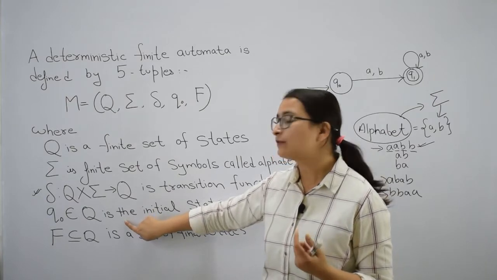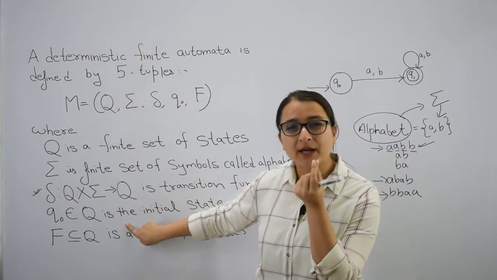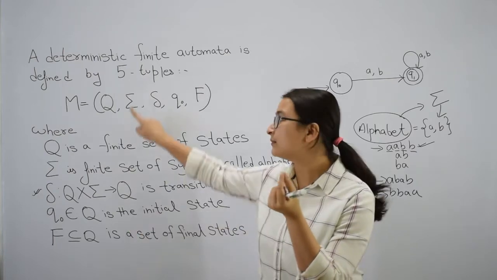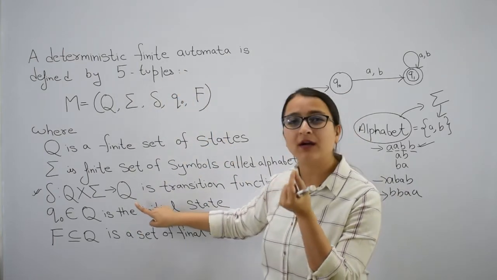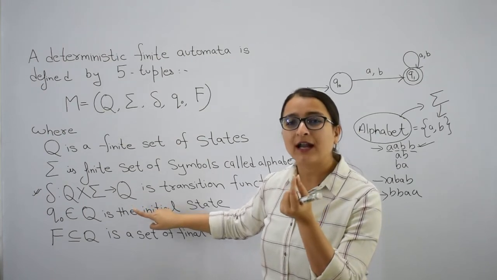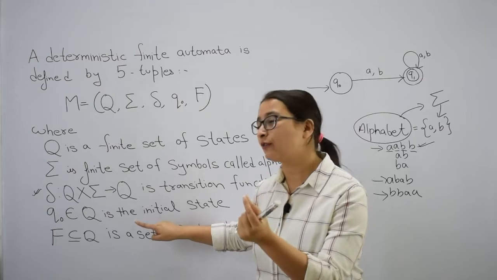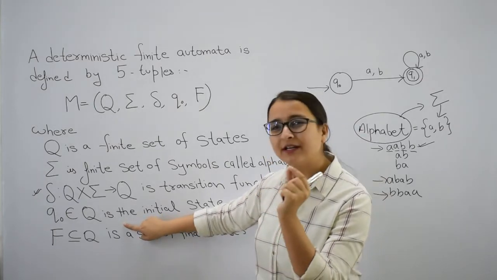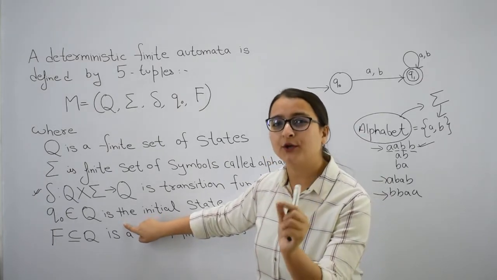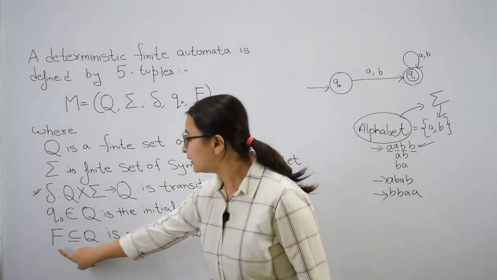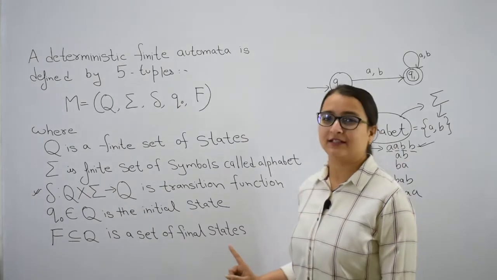Your initial state will differ from problem to problem, but for a particular language, if you are trying to make a DFA, Deterministic Finite Automata, for a particular language, it will tell you whether any string is a member of that language or not. For that particular language, you will have one specific pinpointed Q naught, that is the initial state. Now, we have one more thing, it is called final state.